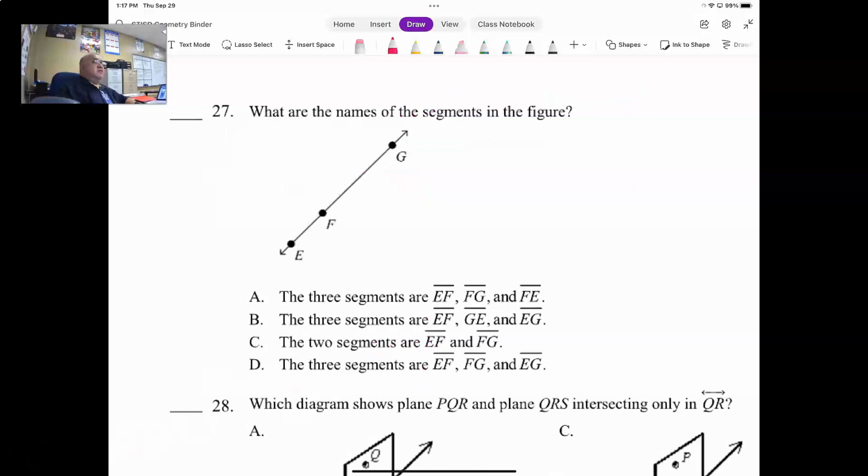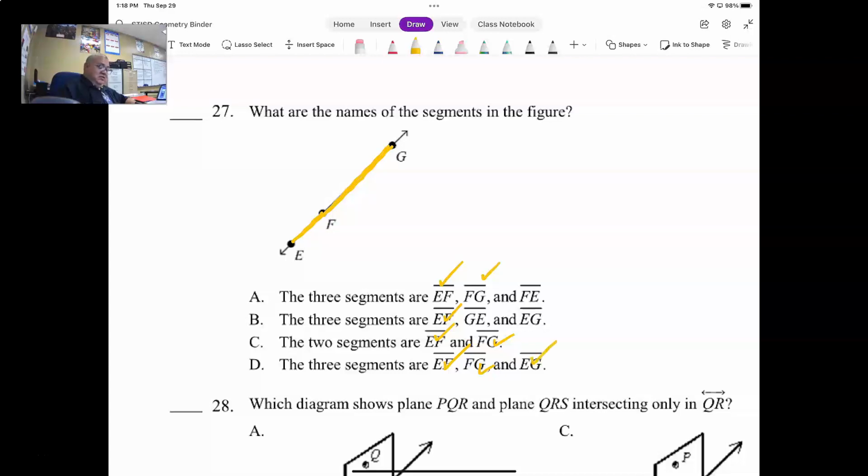Number 27, what are the names of the segments in the figure? We have different segments here. I know I have segment FG, and I have FG here, here, and here. We also have segment EF, and we also have segment EG. GE is the same thing as EG.